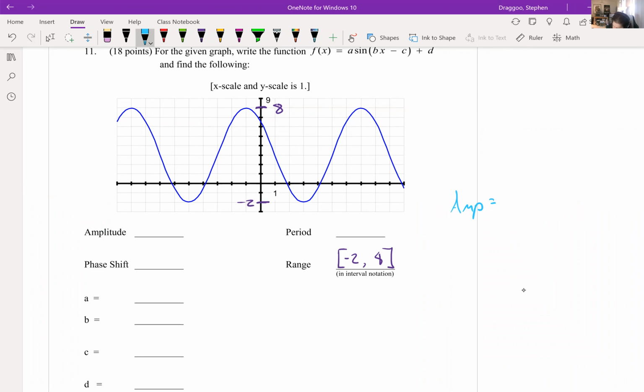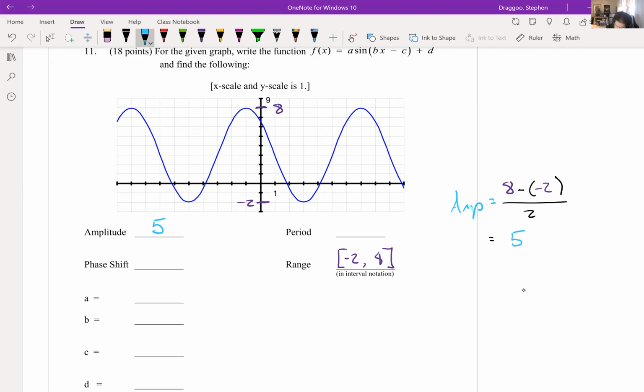So that amplitude is going to be equal to 8 minus -2 over 2, which simplifies to 5. So we can drop that amplitude in right there.